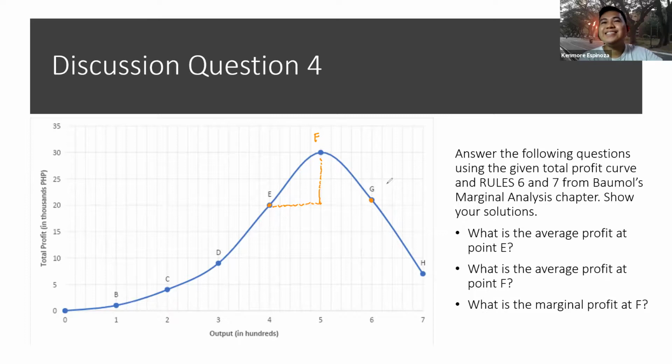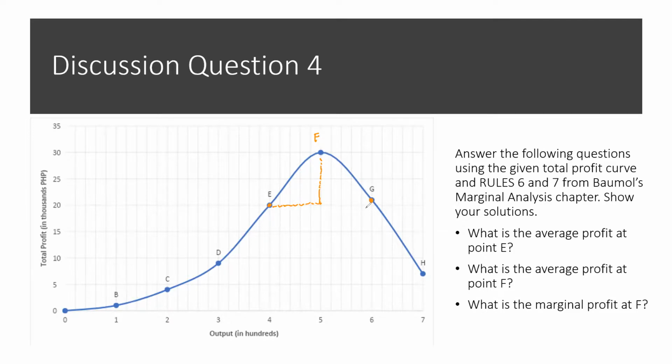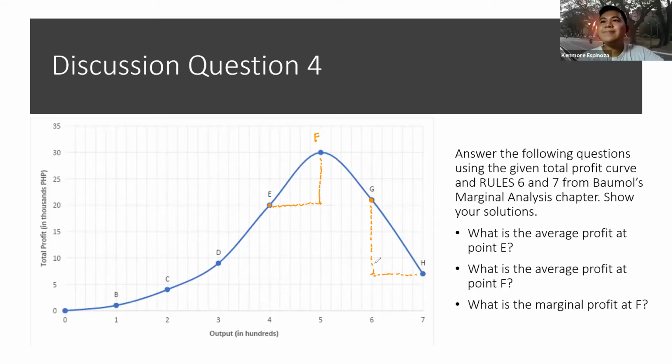Okay, Adrian. Sir, try lang rin. You draw po parang triangle din. Pababa po, G, then connecting to H. Ganyan po. Tama po ba, sir? Tama naman.